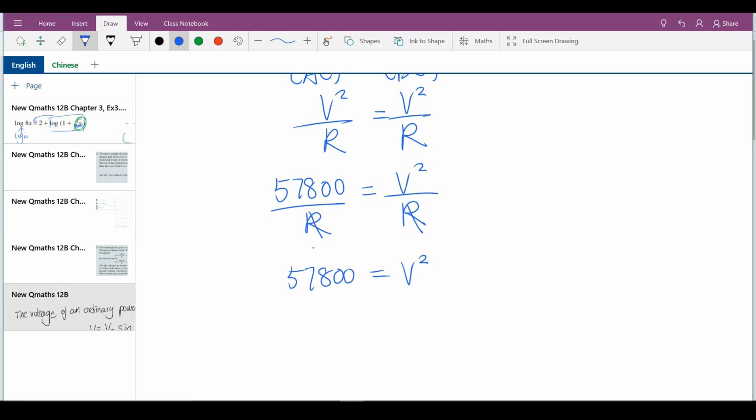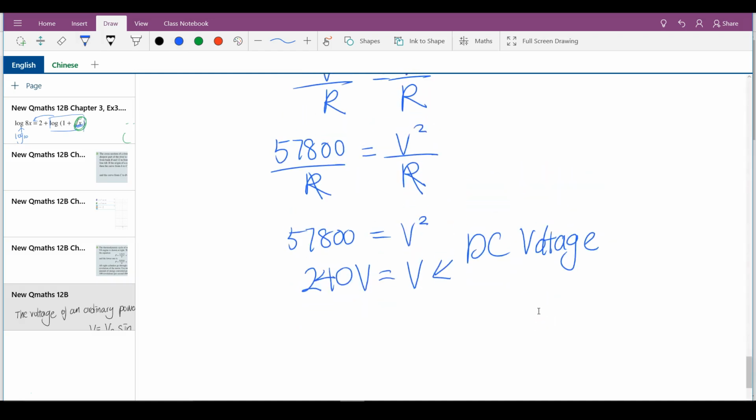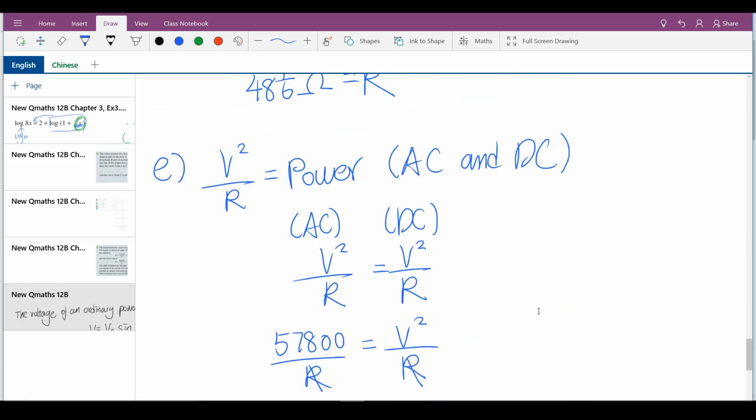Right? And with a little bit of square root, we will get 240 volts equal V. And now this V is the DC voltage, right? Because the other side was the AC voltage. So that's it. That's the answer, right?